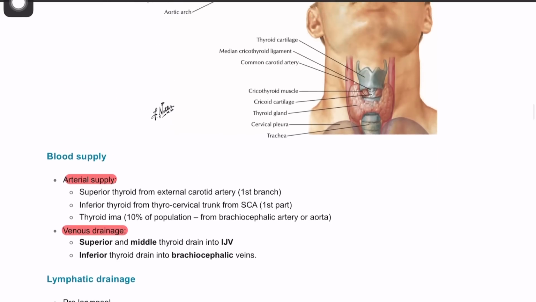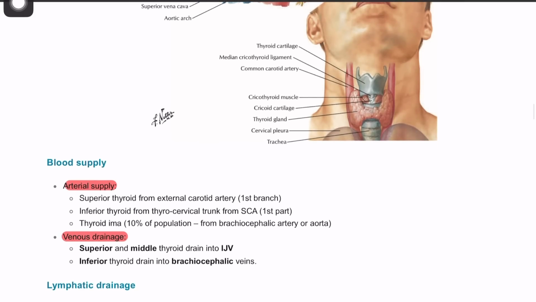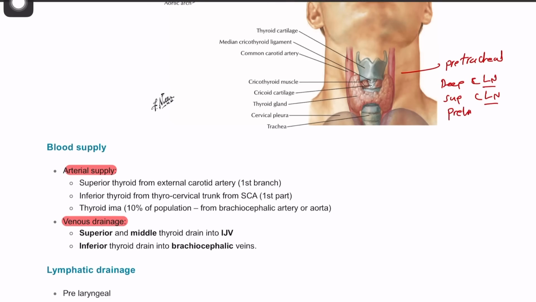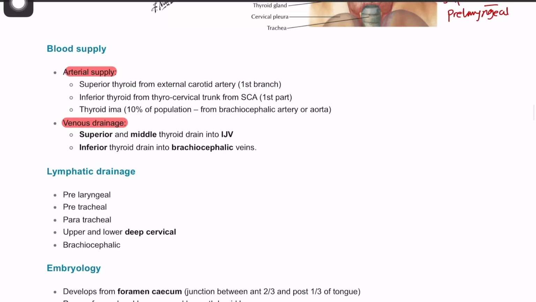Lymphatic drainage, so you are in the neck. That will be the pretracheal lymph nodes and also the deep cervical lymph nodes and the superficial cervical lymph nodes and also maybe prelaryngeal lymph nodes as well. So prelaryngeal, pretracheal, and paratracheal lymph nodes as well, and upper and lower deep cervical lymph nodes and brachiocephalic lymph nodes.